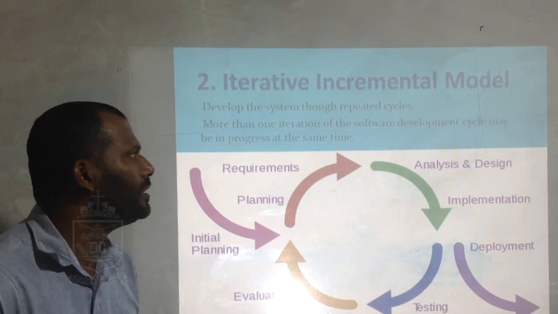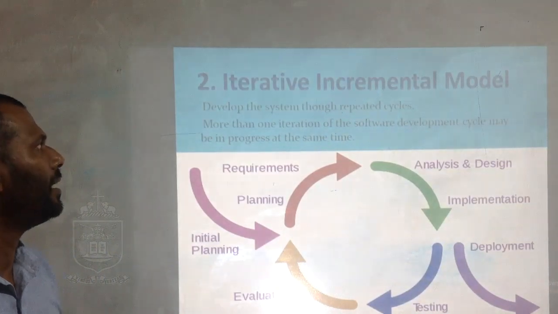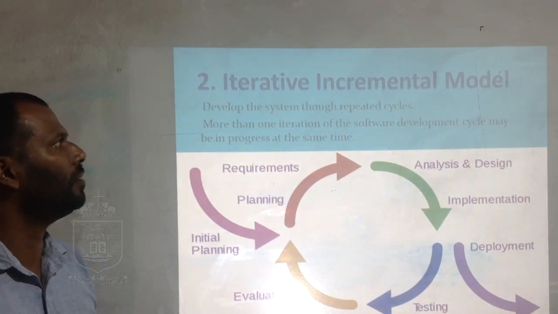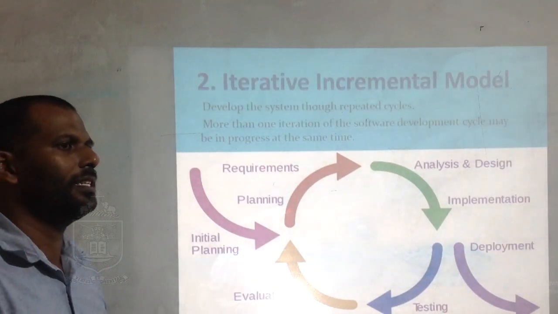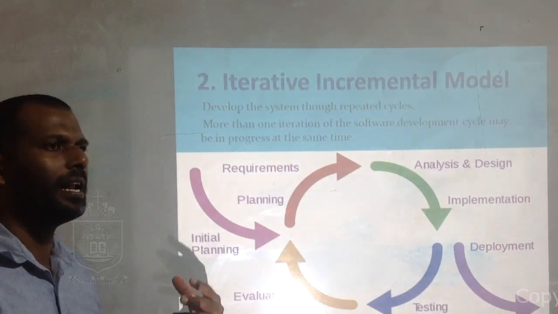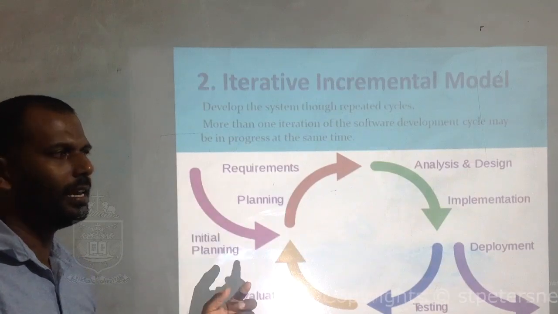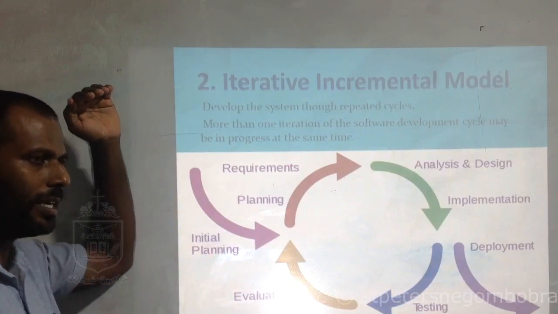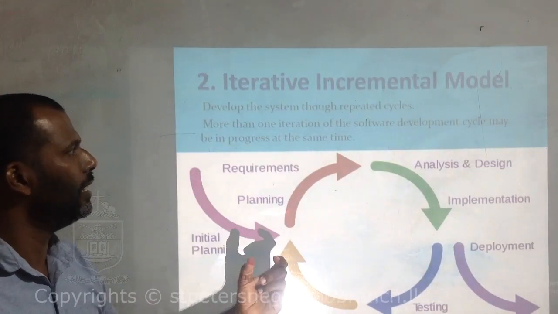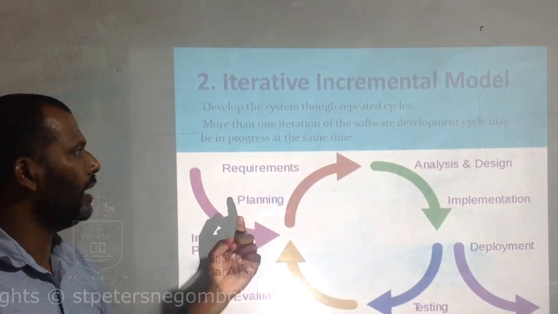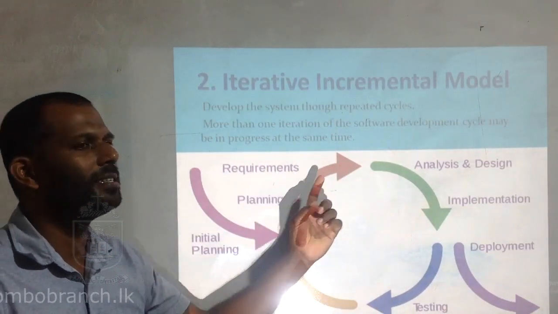Then the second type is the iterative incremental model. What's that? Iterative incremental model develops the system through repeated cycles. It develops the system using many cycles. In the waterfall model, there is no cycle. Your project is coming from top to bottom, not recycling. That means not a cycle. Here, in the iterative incremental model, your system is coming in so many cycles.